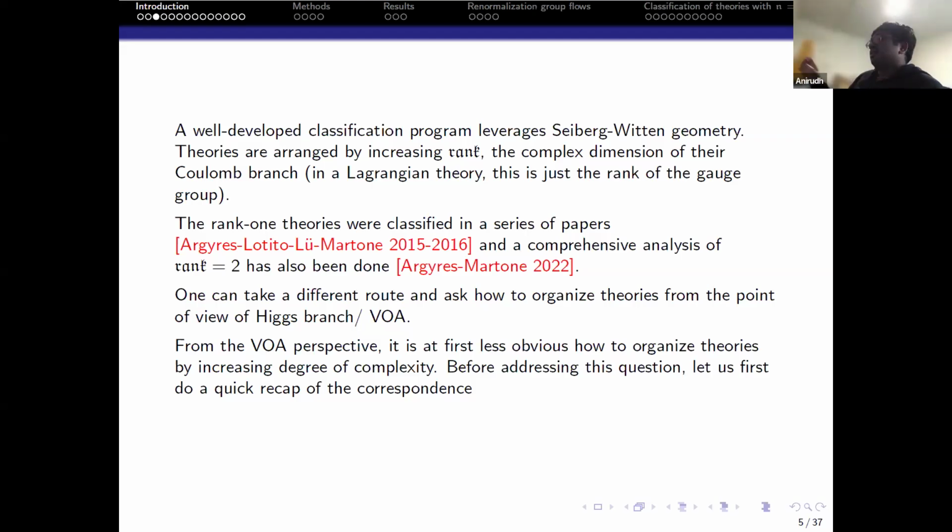So one can take a different route to try to classify these things, and that would be using the Higgs branch or the VOA point of view for these theories. But from the point of view of VOAs, it's rather less obvious how to do this. So before moving on, I'll do a brief recap, so hopefully everybody's on the same page.